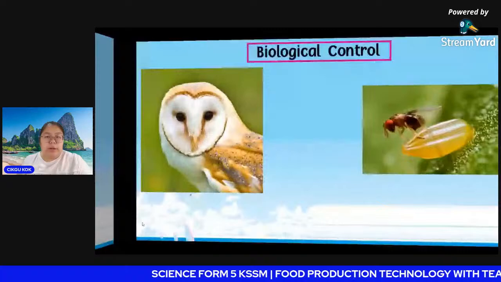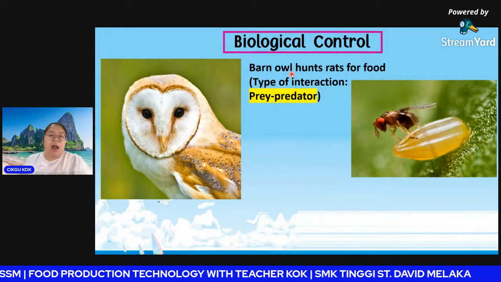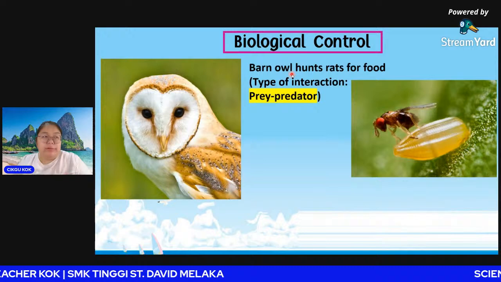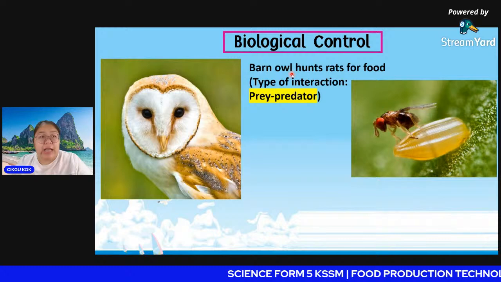This one is an example of biological control. An owl hunts rats, hunting the rats for food. So that means you can reduce the rats. This one we call a prey-predator interaction. That means when they see the rat, they will go to catch it.